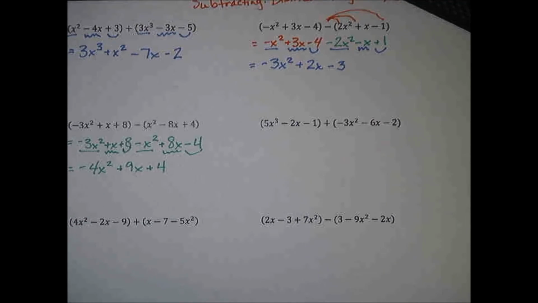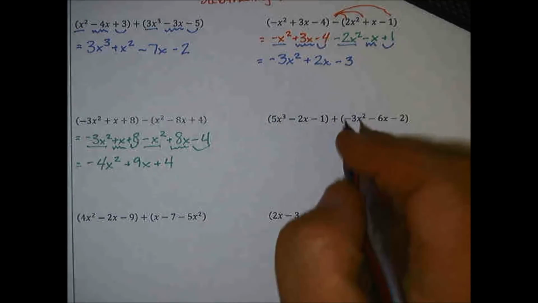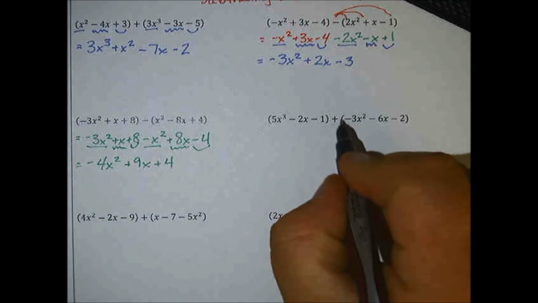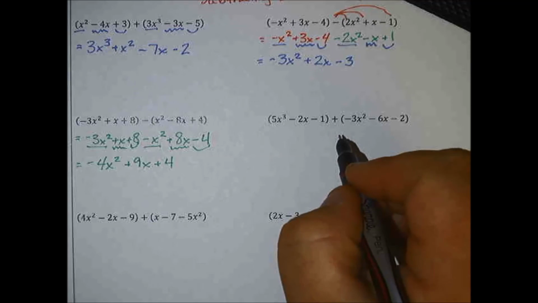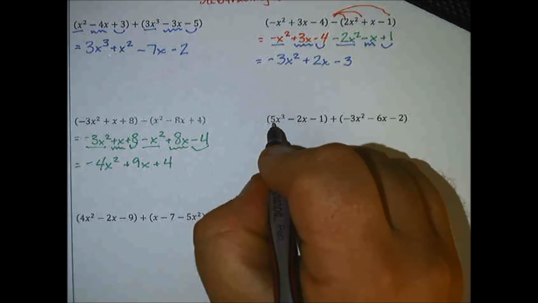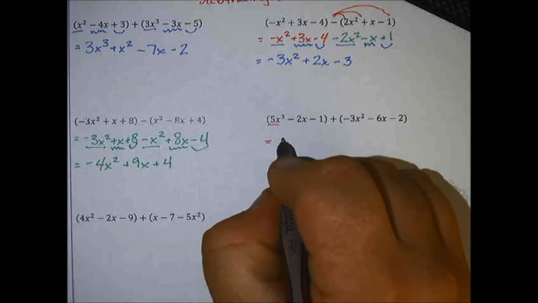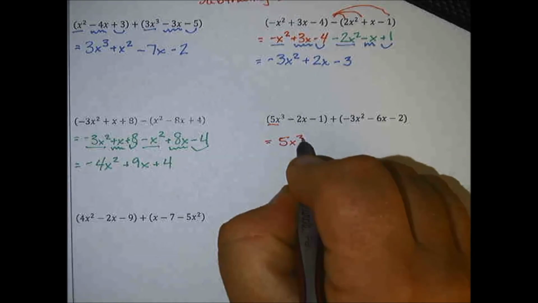So let's get this last one done, and then I'll have you try the last two, and it'll be real fun. Here I'm working with addition, so all I want to do is combine like terms. I have an x to the third. That's the only one I have, so that's going to just be a 5x to the third.